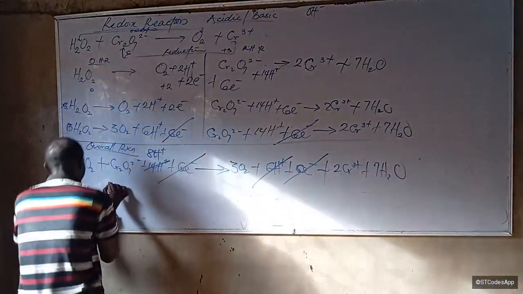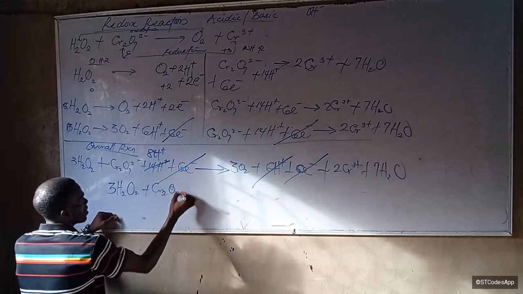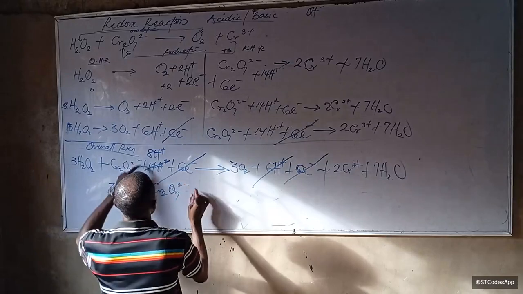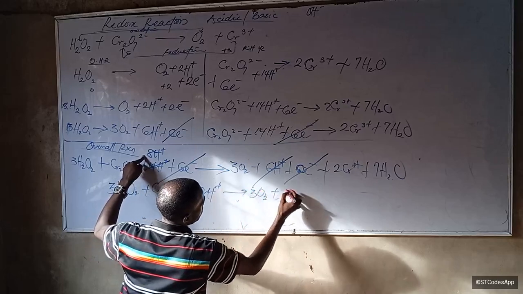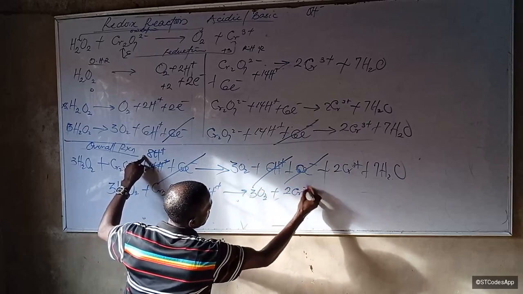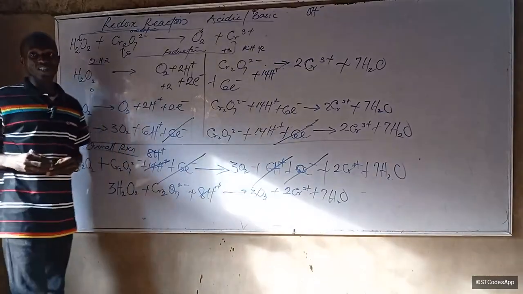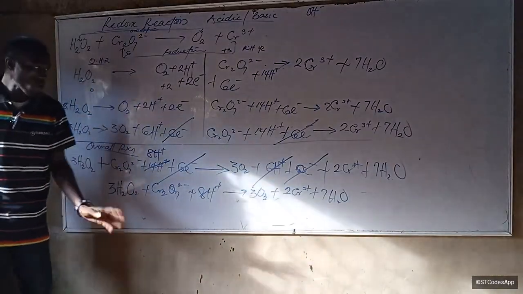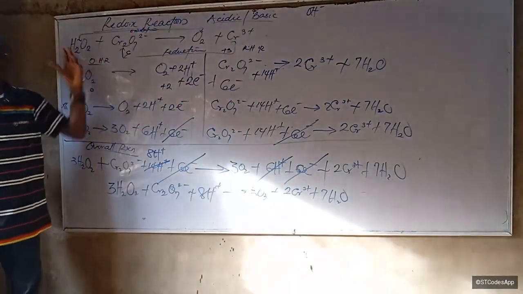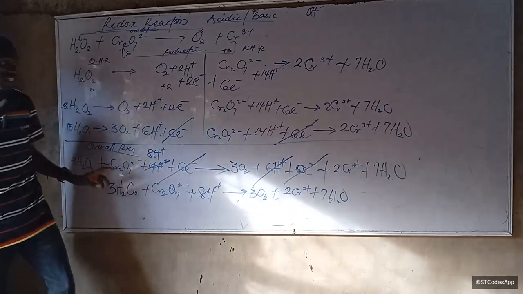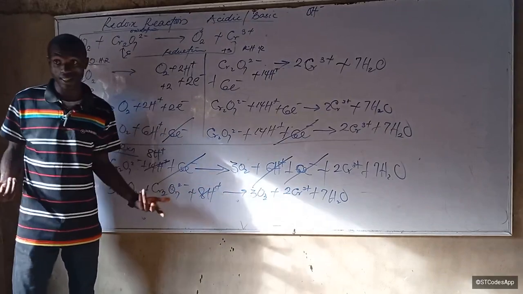So our answer becomes 3H2O2 plus Cr2O7 2 minus plus 8H plus to give 3O2 plus 2Cr3 plus 7H2O. So here's the drill. Once it is acidic medium, water will be on the right hand side. Hydrogen here will be on the left. You just make sure, it will always occur that H plus ion will be there. So this is acidic. Hydrogen ion.